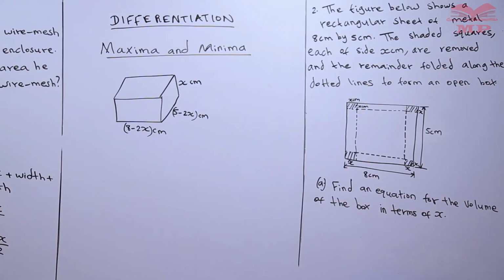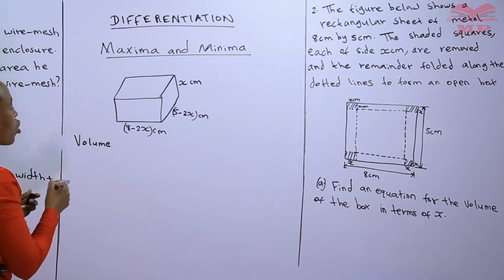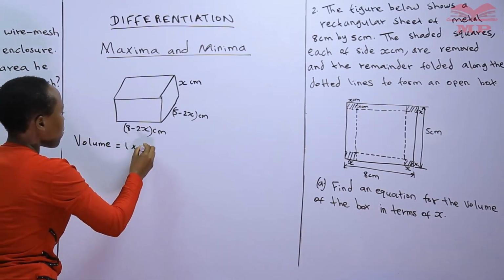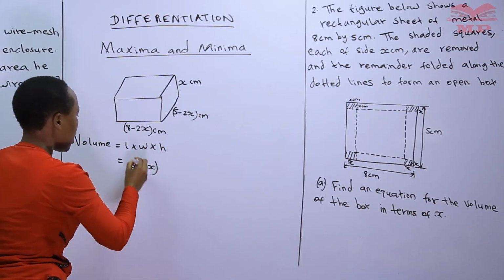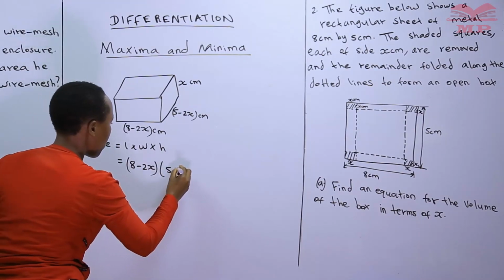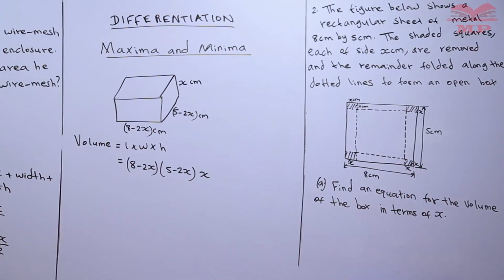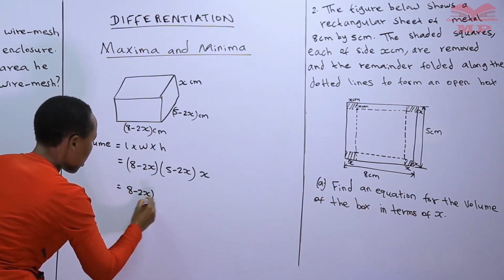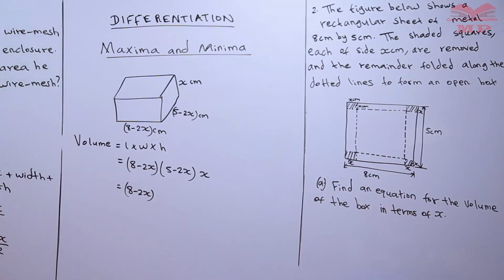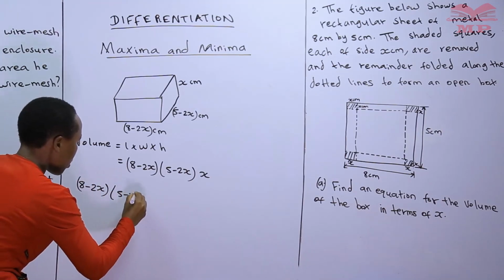So the volume of this box is given by length times width times height. Our length is 8 minus 2x. Our width is 5 minus 2x. Our height is x. So we can open this bracket first, whereby we have 8 minus 2x, we multiply by 5 minus 2x, then we are going to multiply by x.